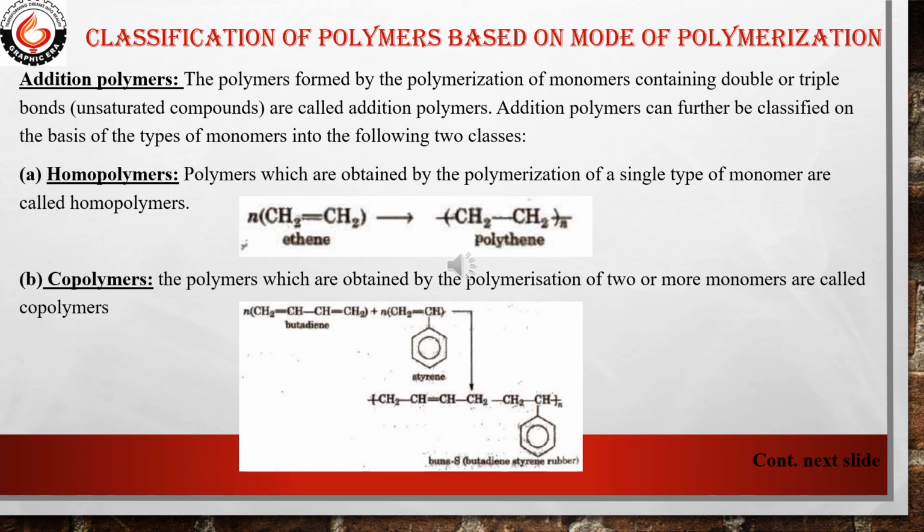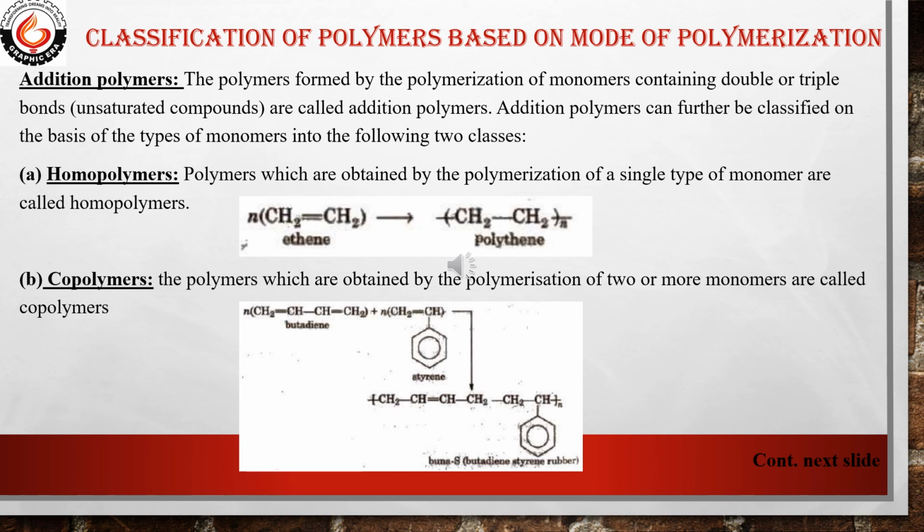In homopolymer, all monomeric units are the same, meaning similar monomeric units are joined together to form a polymeric chain. Like in the case of polyethylene, here only ethene monomer is added and it forms a polyethylene chain. So polyethylene is a homopolymer. Whereas in copolymer, the monomeric units are different. In this case, two or more monomeric units are joined together to form a polymeric chain.